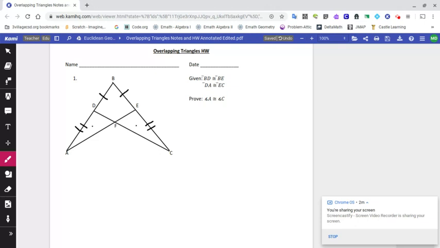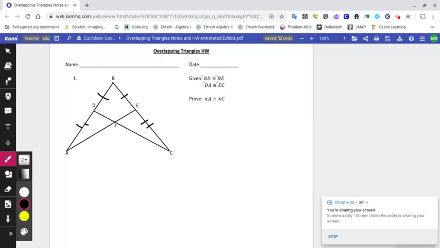However, if I look at this triangle, I'm going to erase all these marks in a minute, but this big triangle and this one, if you prove those 2 triangles congruent to each other, then you can say by CPCTC, angle A is congruent to angle C. So that's what we're going to do.